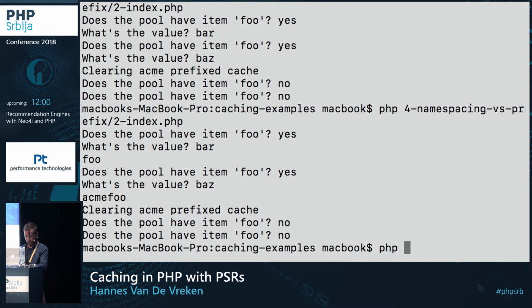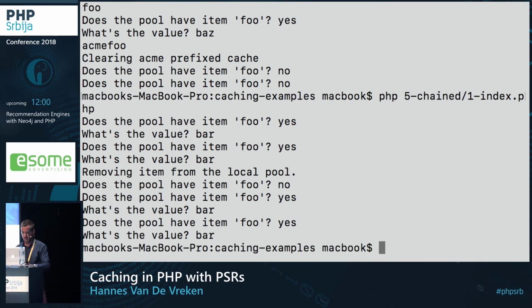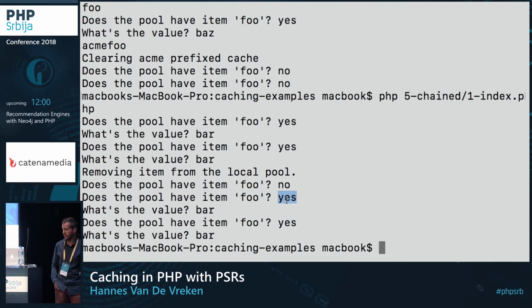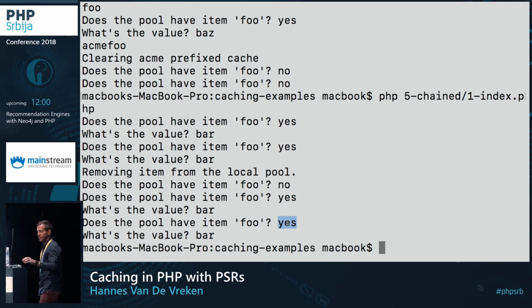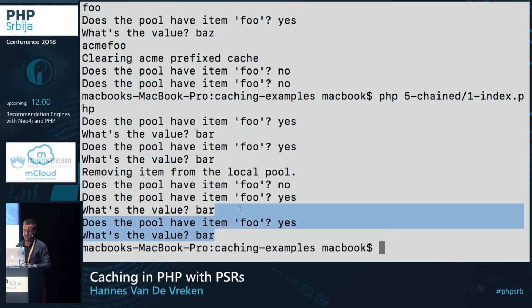So PHP, I think we're at 5, chained. So first it's going to say, yes, it's local, yes, it's remote. We stored it globally, and it's stored on both levels. Then we're going to remove the item from the local pool only. And then locally, we're going to say, nope, it's not here. Globally, we still have it, because it's stored in a remote location, and the value is bar. And then when we query the local cache again, it's going to be duplicated from the remote one. It's going to say, yes, we have it again, and the value is bar.